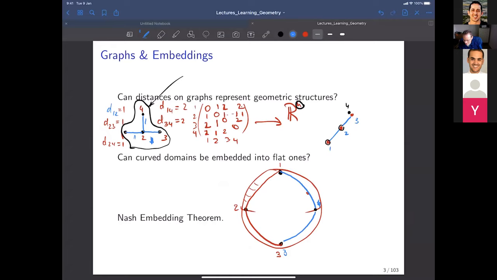Now, if I'm trying to embed these four points into any R^n with finite n, what I would do is put point one, point two, and point three, sorry, on a straight line. So this would be point one, point two, and point three. Now, what happens with point one, point four, and point three? The same. They should also be on a straight line. But we know that the distance between point two and point four is half the perimeter of the equator. So we are again in contradiction. It would never work.